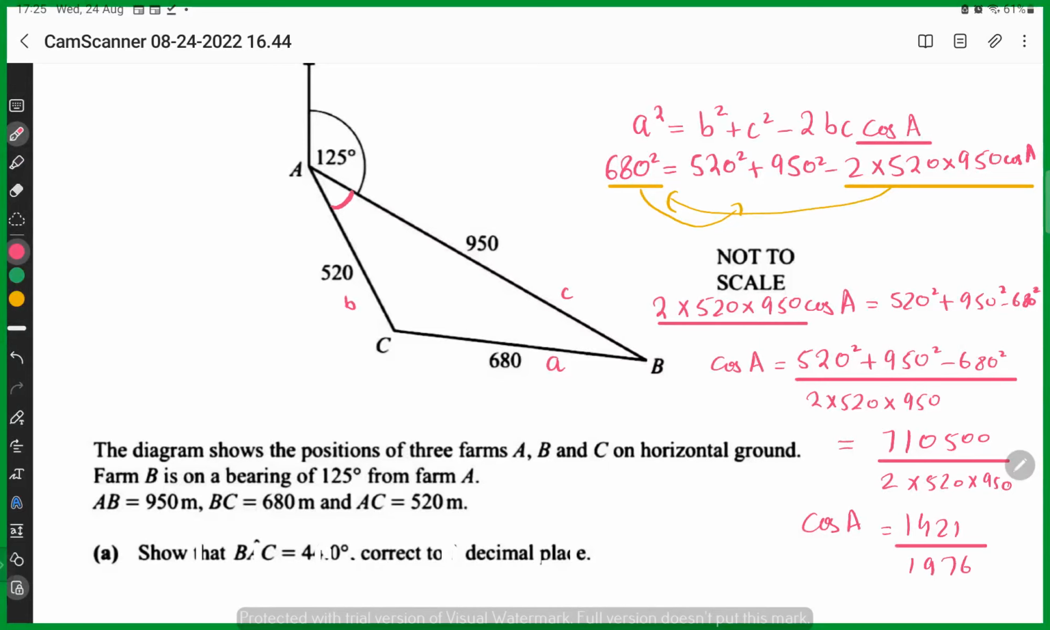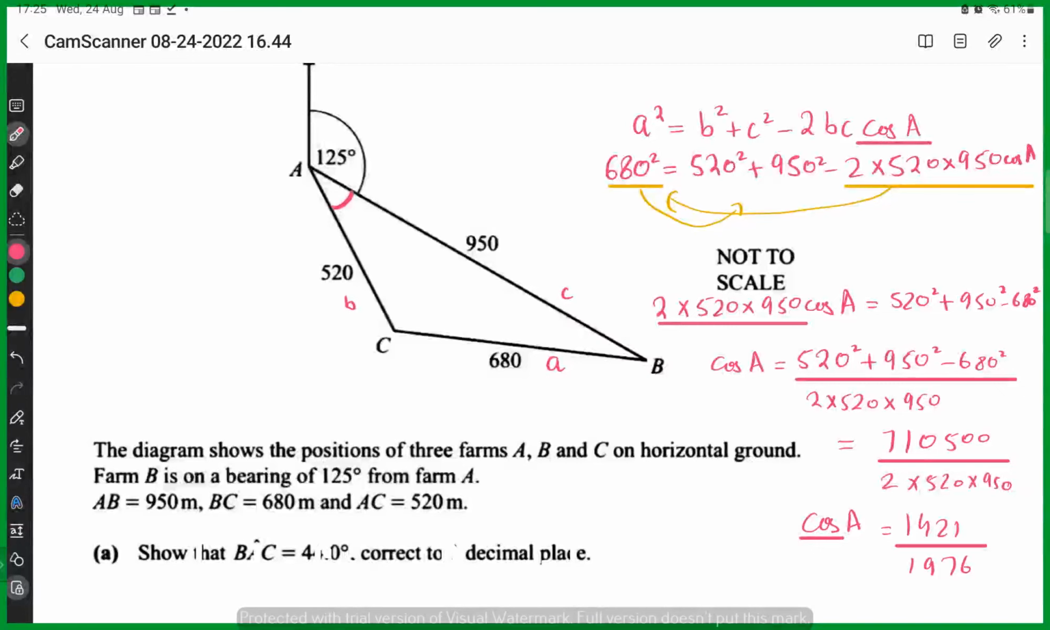Yes, ma'am, I got this answer. Yes, very good. Okay, now what was the last step? I need to get rid of this cos. How do we get rid of this cos? By taking cos inverse on the other side. So press shift, press cos, and then press the answer button. That answer key would already have 1421 divided by 1976.